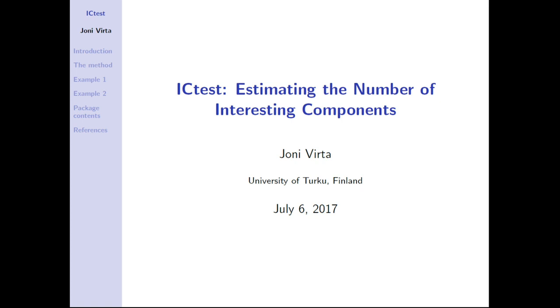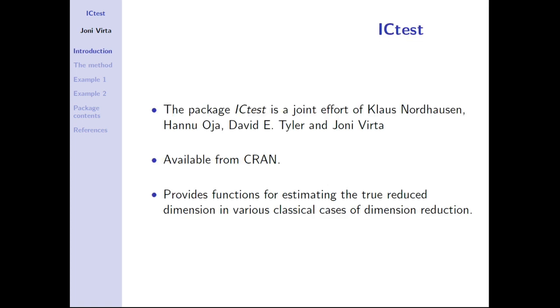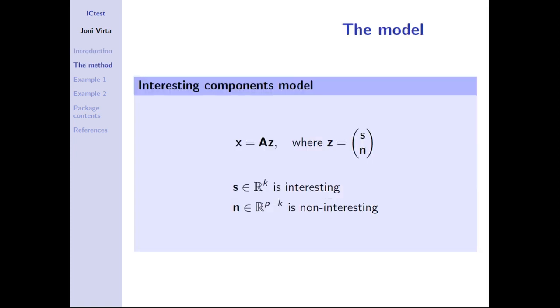You can think, for example, about PCA. There you get your principal components, but what is the correct number of components to keep? How many components should you retain? What is too much? What is too little? We're going to try to answer that and similar questions. The package, you can find it from CRAN. It's made by our team, and apart from PCA, it provides similar functions for estimating the dimension in various classical cases of dimension reduction, so some classical multivariate methods. Before I show you any examples, first I'll talk about our model.